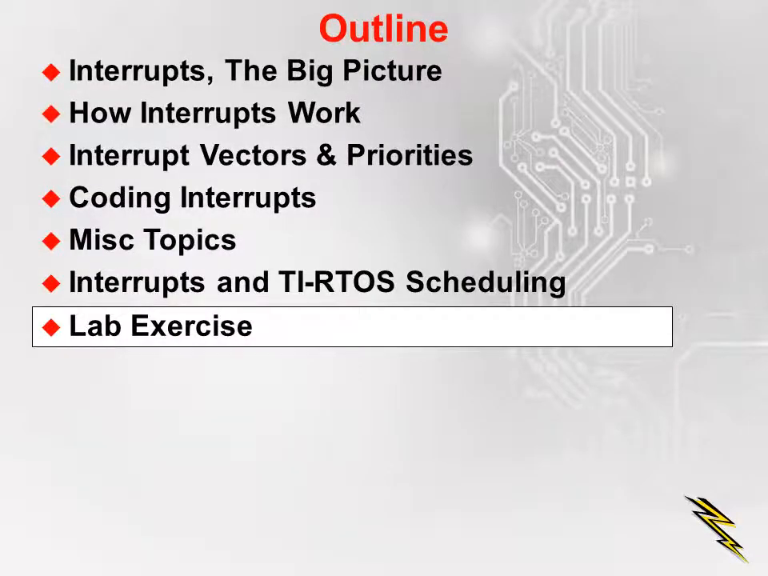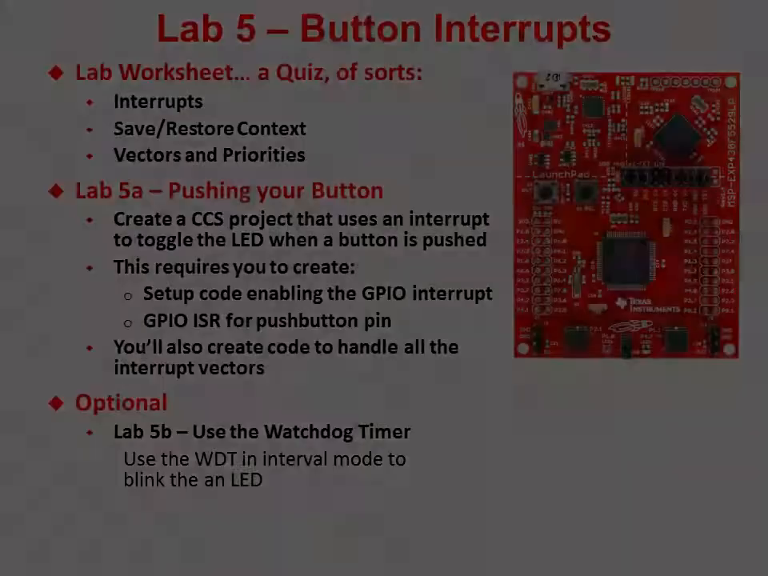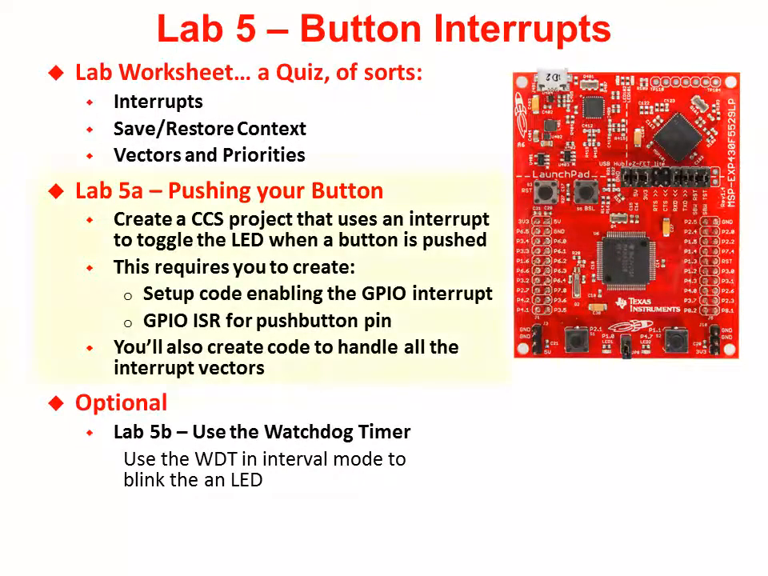And now we've come to our next lab exercise. In Lab 5, we'll generate an interrupt with just the touch of a button. That is, we'll set up the MSP430 to trigger an interrupt when its launchpad button is pushed. The optional part of this exercise has us experimenting with the Watchdog timer's interval mode. We'll use it as an ordinary timer and run our ISR whenever it overflows.